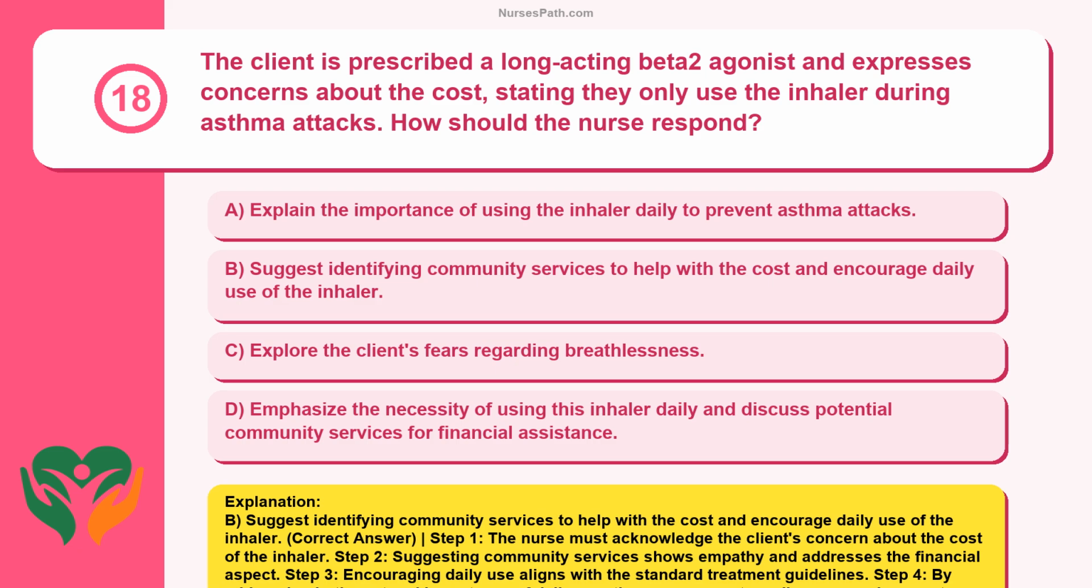Summary of other choices. A. Incorrect. This option doesn't address the client's financial concerns. C. Incorrect. Focusing on fears of breathlessness doesn't directly address the client's cost concern. D. Incorrect. While discussing daily use is important, not directly addressing the cost concern may lead to non-adherence.